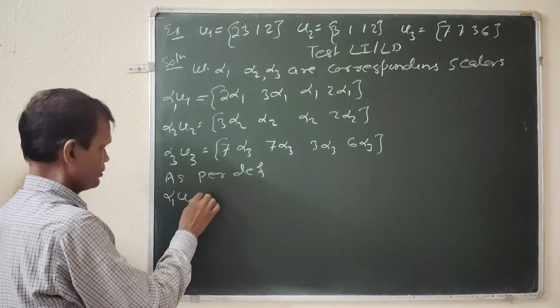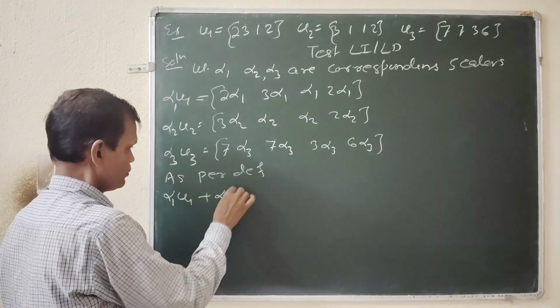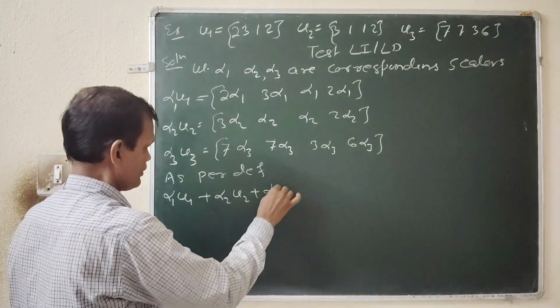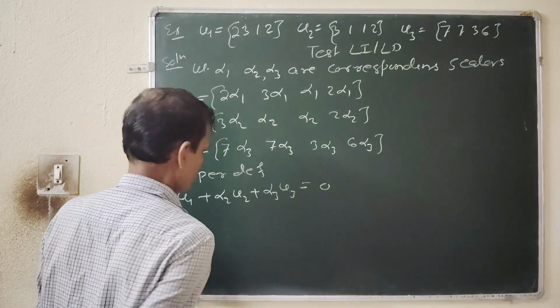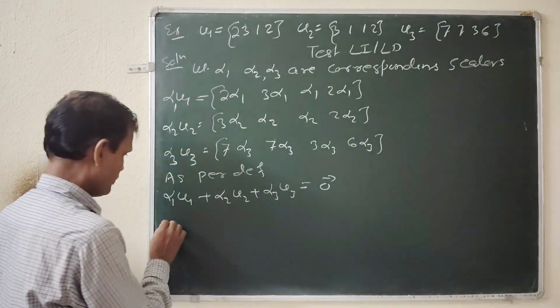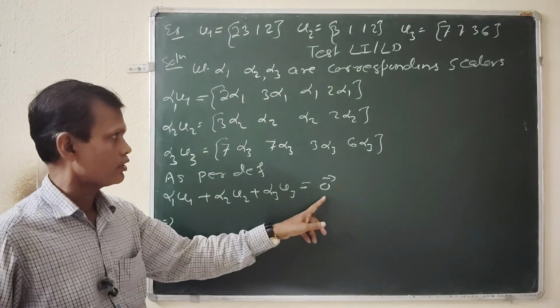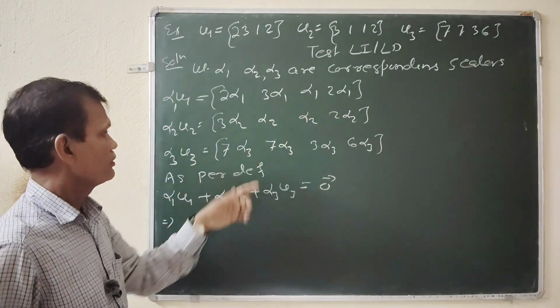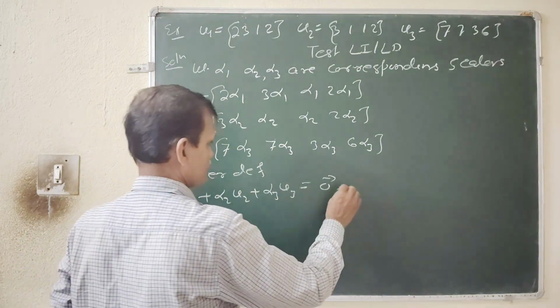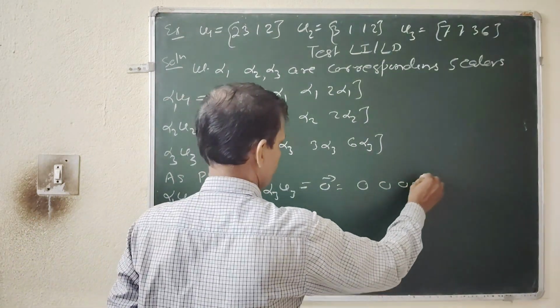Alpha 1 V1 plus alpha 2 V2 plus alpha 3 V3 is equal to 0, which implies that 0 means it is a zero vector. A zero vector will have 4 components, so we can write it as the vector 0, 0, 0, 0.